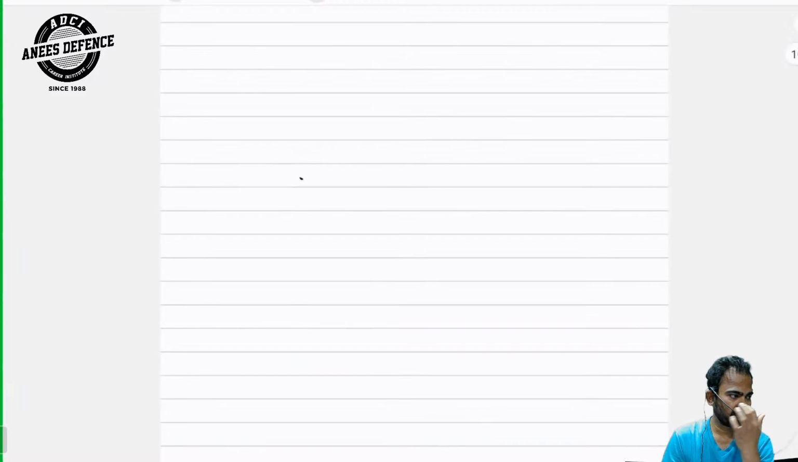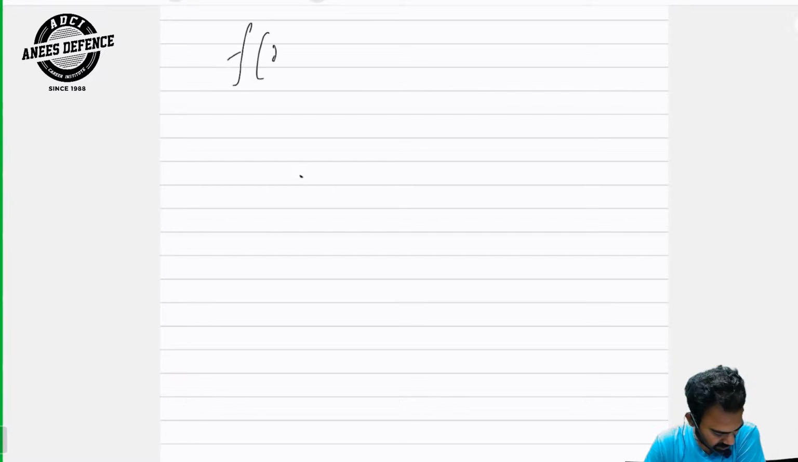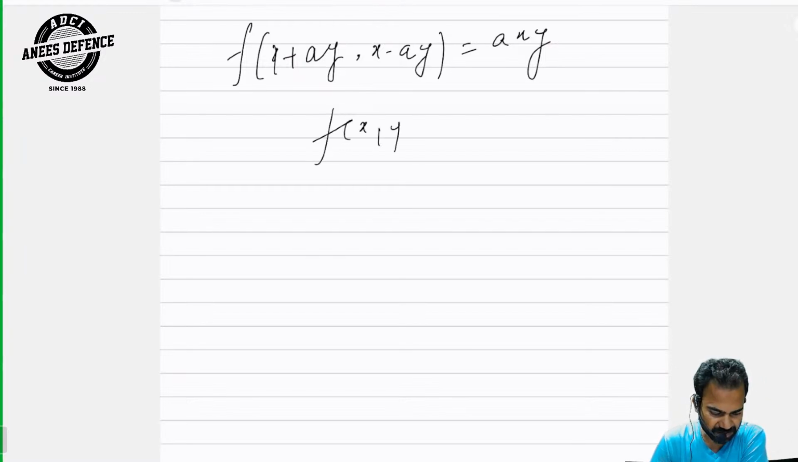Question number 16 will start today. Given is f of x plus ay comma f of x plus ay comma x minus ay equal a times xy. Now I have to find f of x comma y.